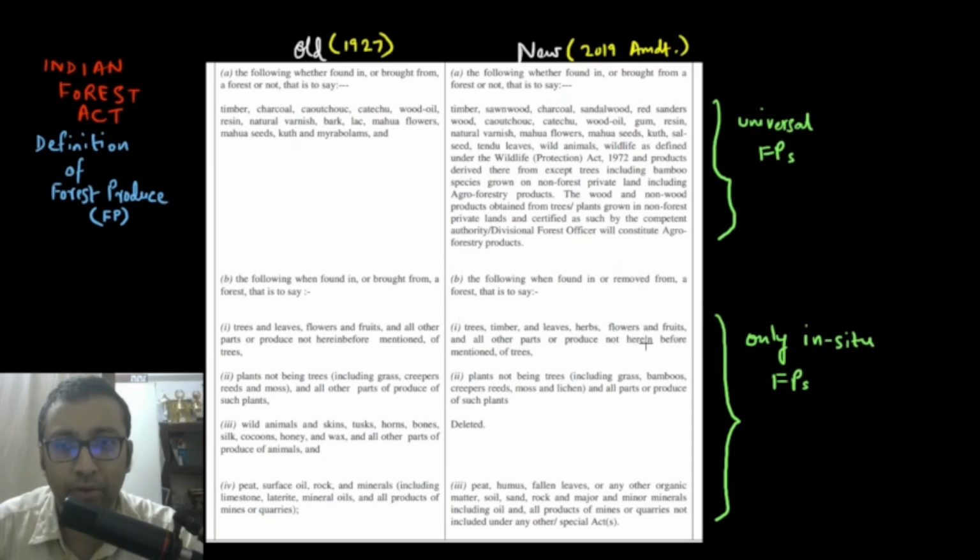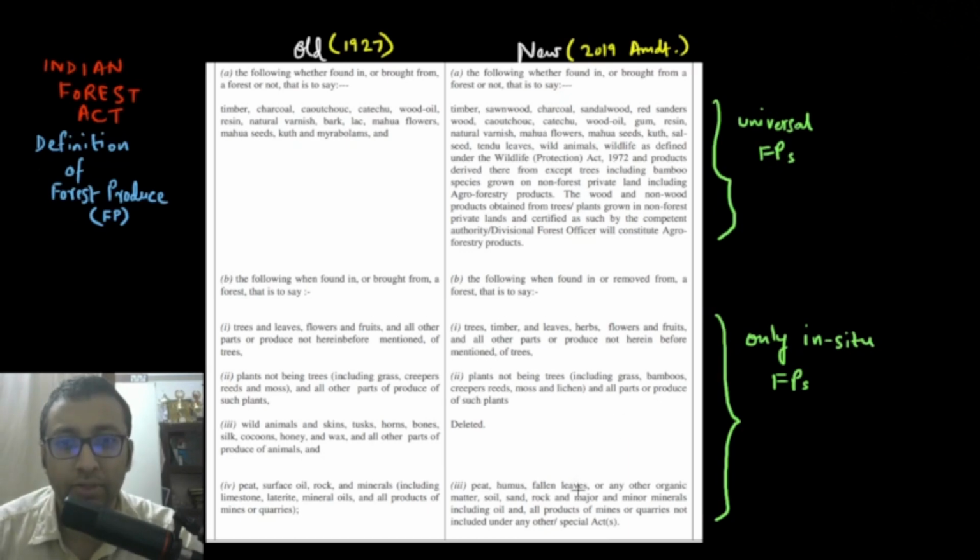I mean, if you have a mango fruit growing in your backyard, you can take out that fruit, you can even sell it. But if you are taking it from a forest area, then it is in situ FP. In other words, if you are taking it from a forest area, then it is an FP. If you are taking it from a non-forest private area, it is not an FP. What are the other items in this category? Plants not being trees, such as grass and shrubs. So these things outside forest area do not qualify as FPs.